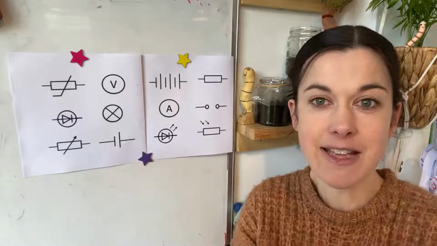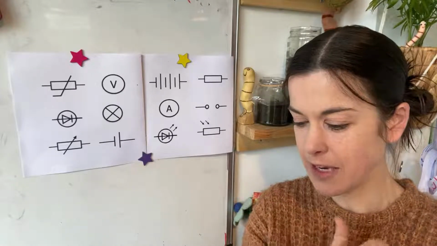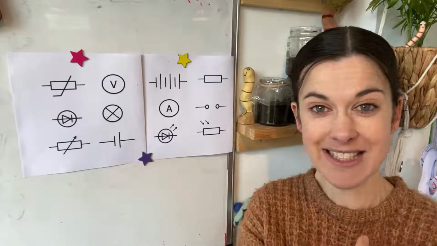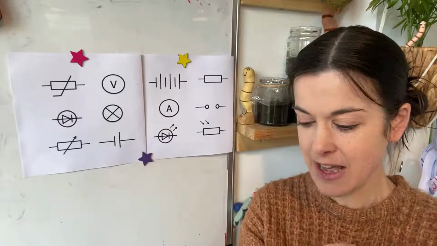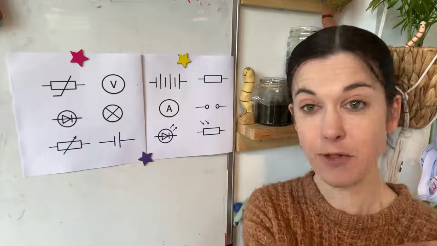Number 4, it's a symbol for a power supply. So number 1, it gives off light, you've got to be careful which way around you put it in the circuit. Number 2, you can't vary the resistance of this resistor. Number 3, it measures the amount of energy per charge across a component. And number 4, symbol for a power supply.